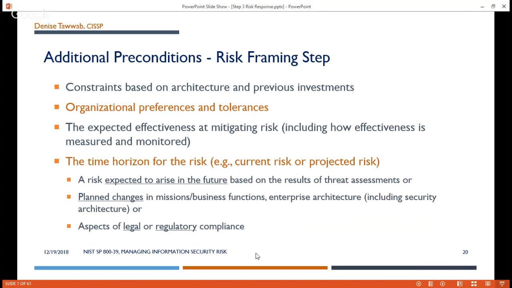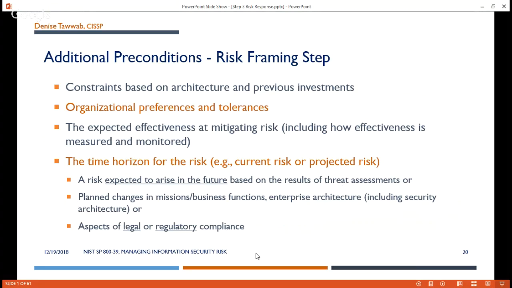The expected effectiveness at mitigating risk, including how effectiveness is measured and monitored, and the time horizon for the risk. A risk that is expected to occur in the future based on the results of threat assessments or plan changes in your business functions, your enterprise architecture, or some aspects of legal or regulatory compliance. A lot of people began to put things in place, for instance, in 2018, actually, before then, ahead of the GDPR privacy regulations. And so it's that kind of thing that we're talking about when you know something is coming down the pipe, or you're planning some changes in your enterprise architecture.